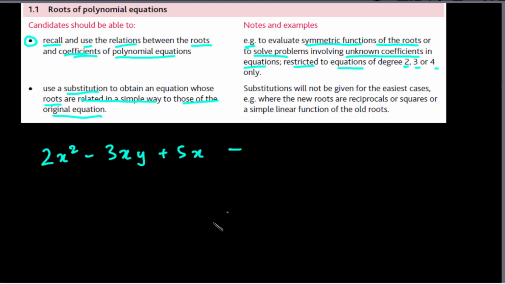The first topic here is roots of polynomial equations. And we're going to be talking about two specific things within that, so the first and the second bullet point. We'll cover the first bullet point in this video and the second one in the subsequent video. So let's just dig into it.